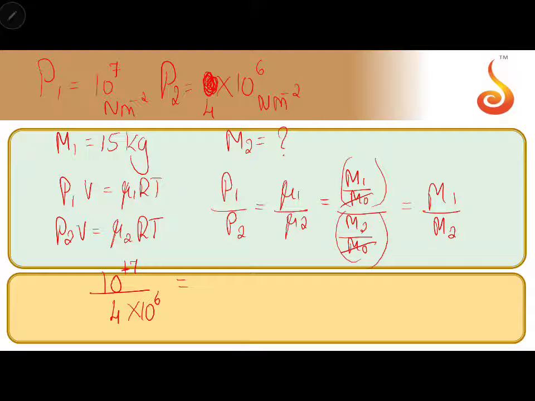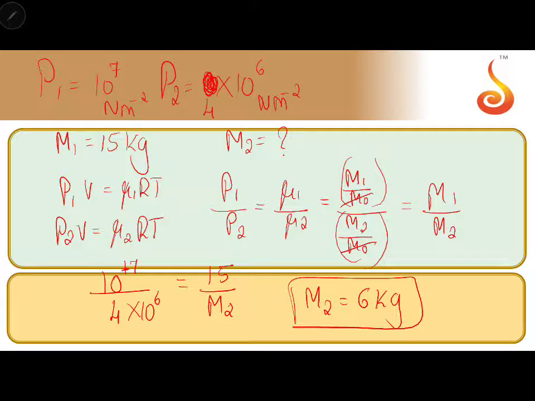This is equals to mass M1. Mass M1 is 15, and M2 we do not know. We need to find it out now. If you cross multiply and solve it, you're going to get M2 is equals to 6 kg. Now this is the amount of gas which is left.